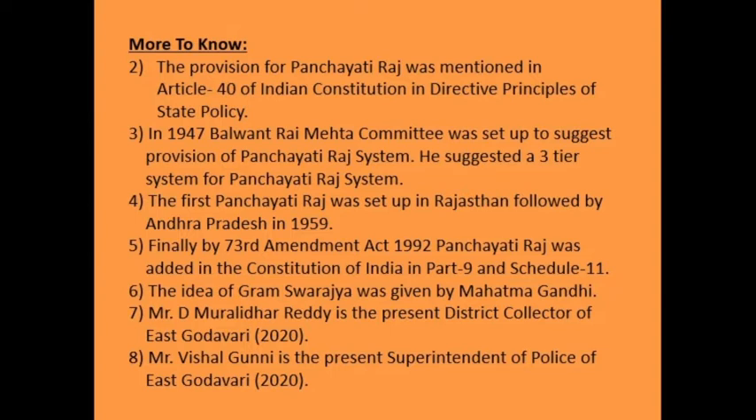Children, let's know more about the Panchayati Raj system. The provision of Panchayati Raj was mentioned in Article 40 of the Indian Constitution in the Directive Principles of State Policy. The Balwant Rai Mehta Committee was set up to suggest provisions for the Panchayati Raj system. He is the one who suggested the three-tiered system for Panchayati Raj. The first Panchayati Raj was set up in Rajasthan, followed by our own state, Andhra Pradesh, in 1959. Finally, by the 73rd Amendment Act 1992, Panchayati Raj was added to the Constitution of India in Part 9 and Schedule 11. The idea of Gram Swaraj was given by Mahatma Gandhi.